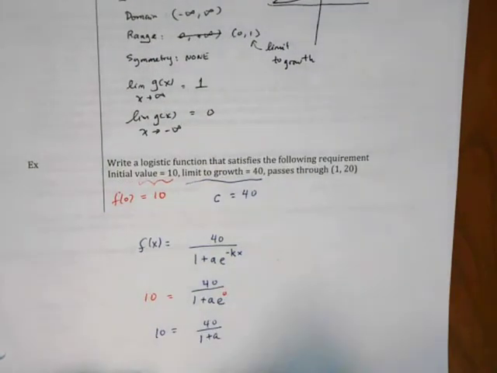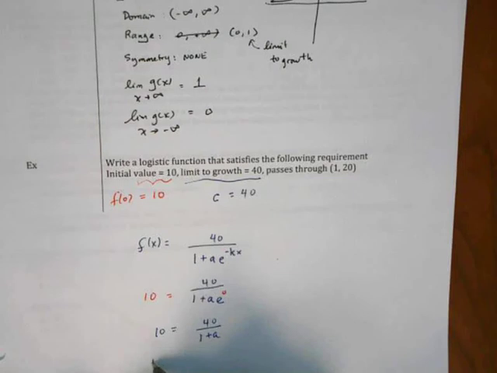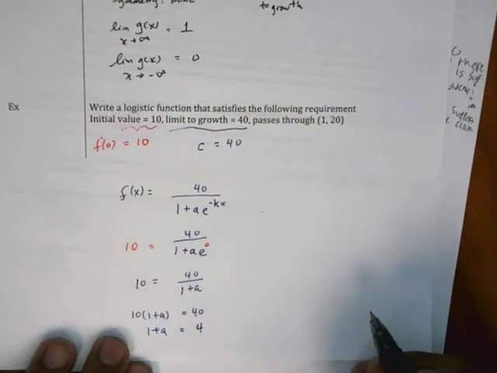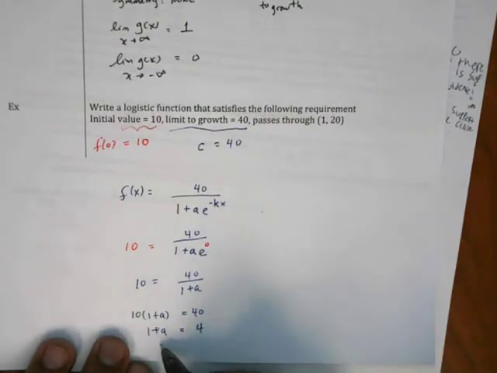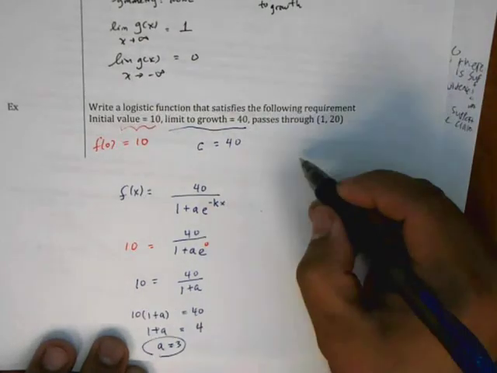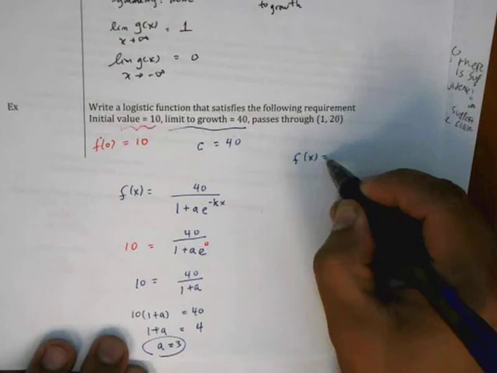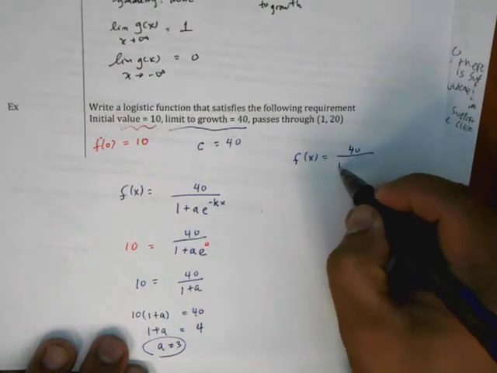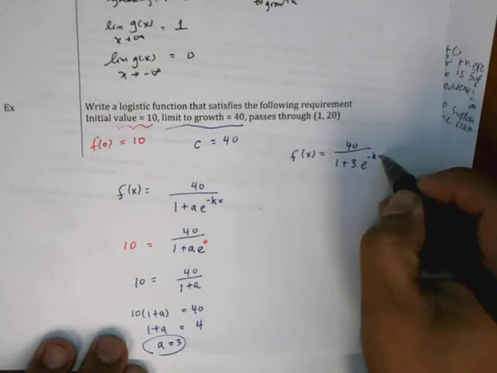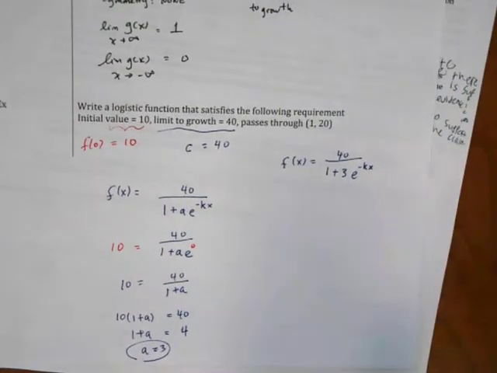And then we just solve this equation. So we get 10 times 1 plus a equals 40. 1 plus a equals 4, dividing both sides by 10. And finally, a equals 3. So now I know the function is f of x equals 40 over 1 plus 3 e to the negative kx. And the one thing that remains for me to do is to find the value of k.